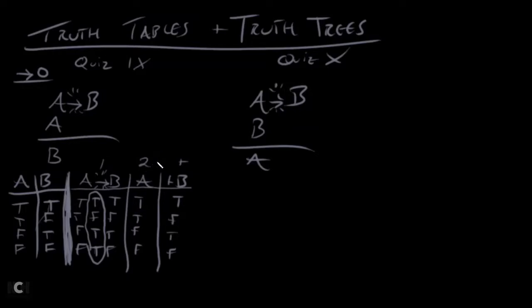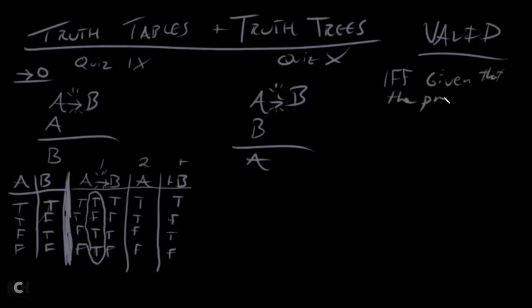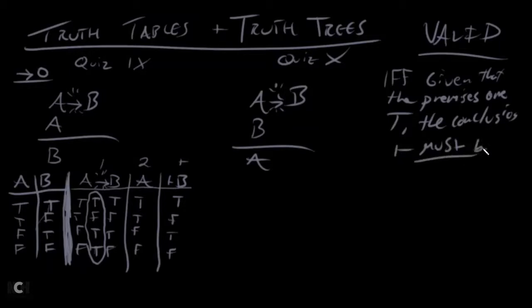Now what do I do with these values? Well, this goes back to something that I actually said on quiz 1. What makes an argument valid? An argument is valid if and only if, and that's a double arrow, given that the premises are true, or T, the conclusion, the thing you're trying to get, must be true.